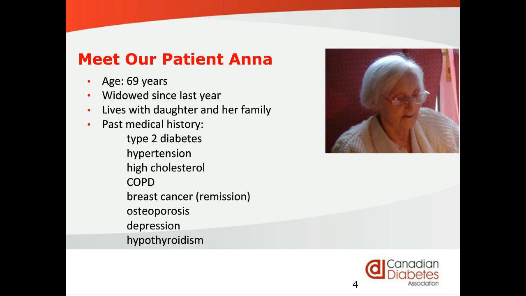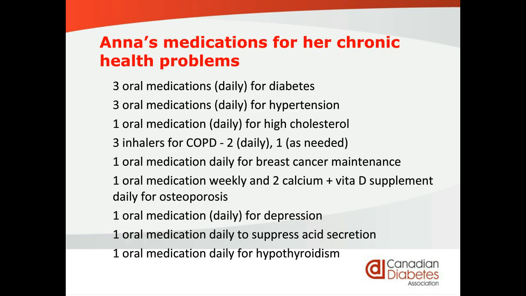So, what medication does Anna have to take and how many? Let's take a look. To manage her chronic health conditions, she has to take 3 pills for her diabetes every day, 3 types of pills, and 3 types of pills for her high blood pressure.